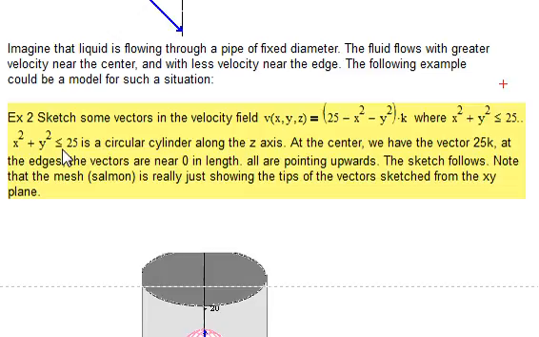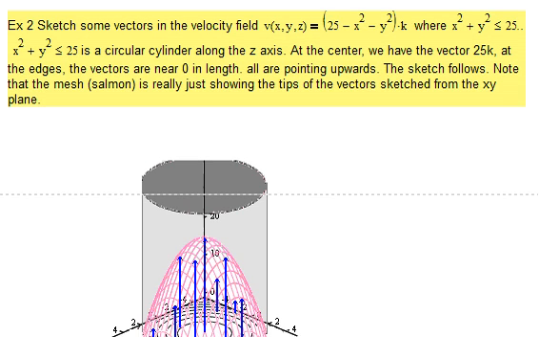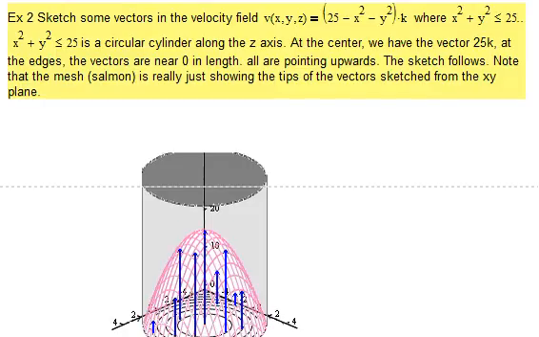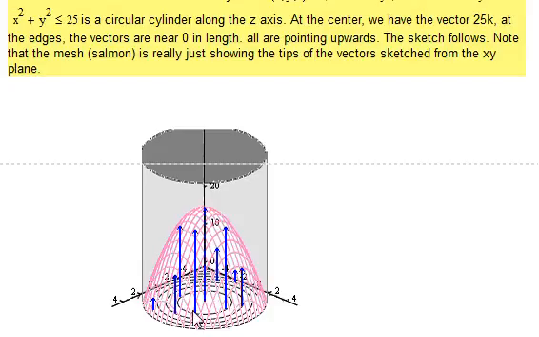pipe has a 5-unit radius, a 10-unit diameter, and is a circular cylinder along the z-axis. So here's our pipe, and I just kind of illustrated the vector field of the points in the xy plane, wherever that may be.